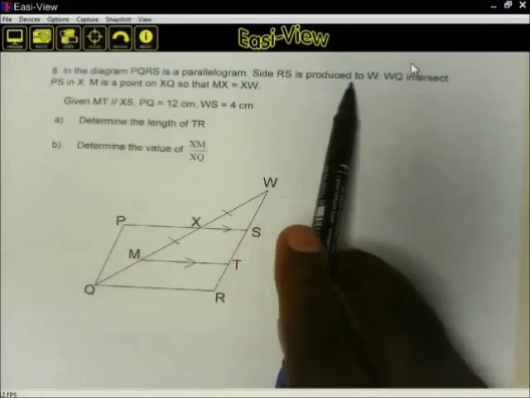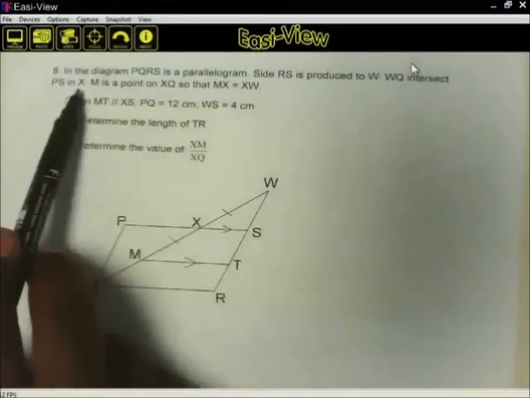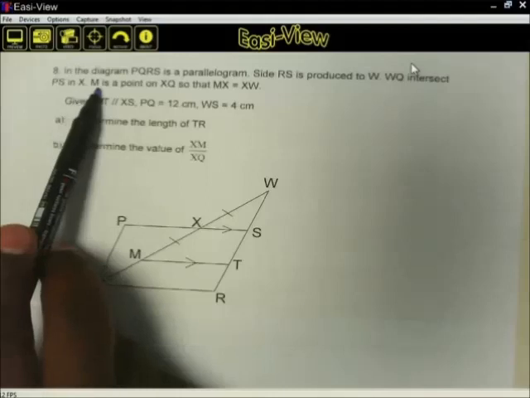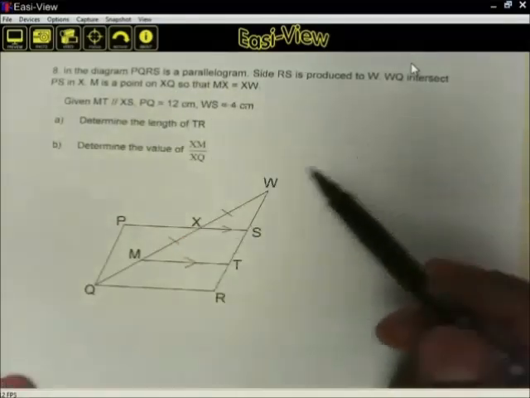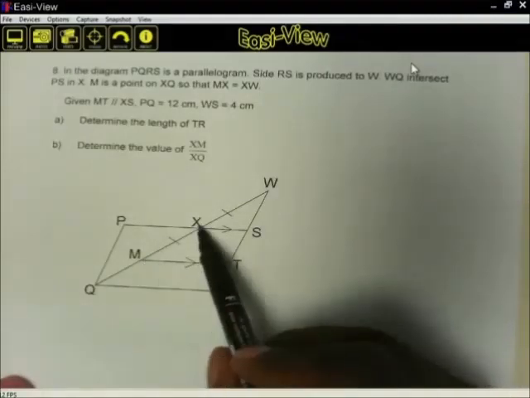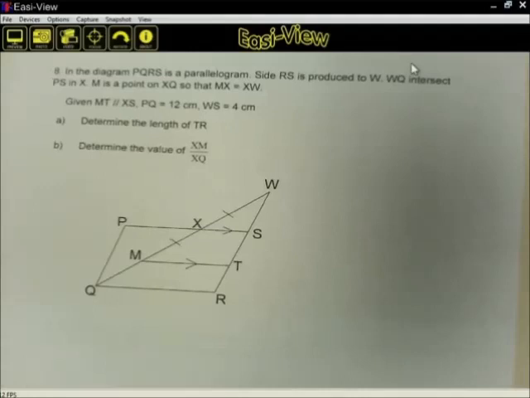Side RS is produced to W. WQ intersects PS in X. M is a point on XQ such that MX is equal to XW. It's marked on the diagram.